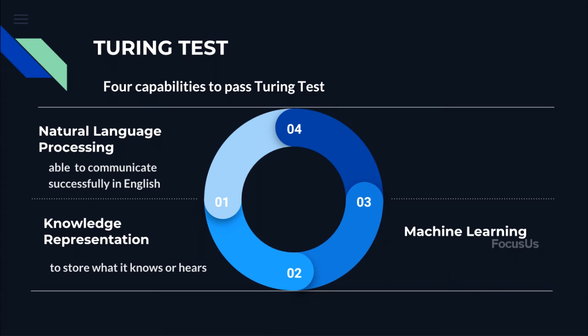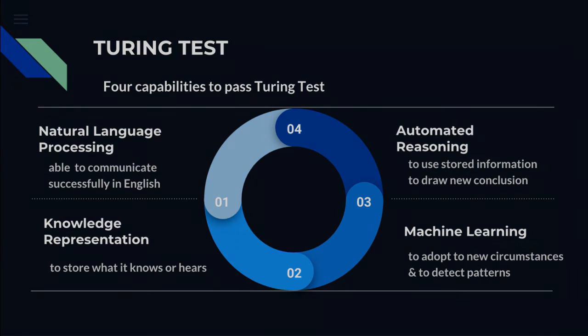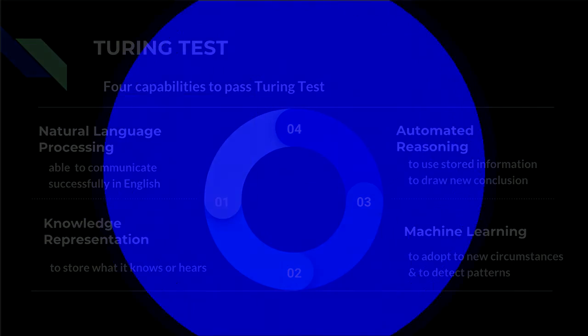Third, we have machine learning. It means our machine should adapt to new circumstances and detect and extrapolate patterns. So lastly, we have automated reasoning. It basically means our machine needs to use the stored information to answer questions and draw new conclusions. So that basically concludes our video.